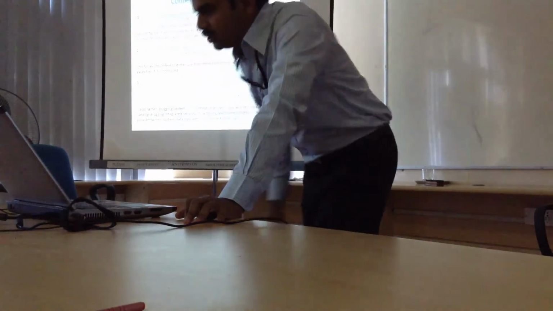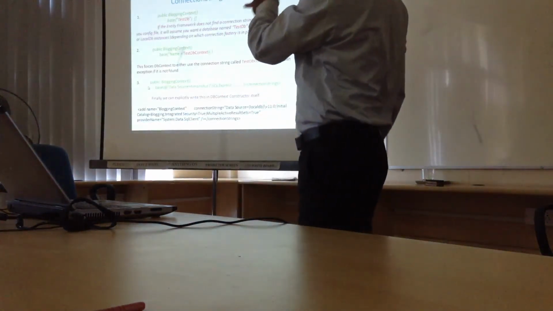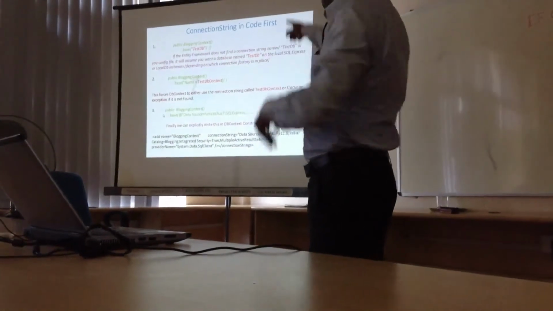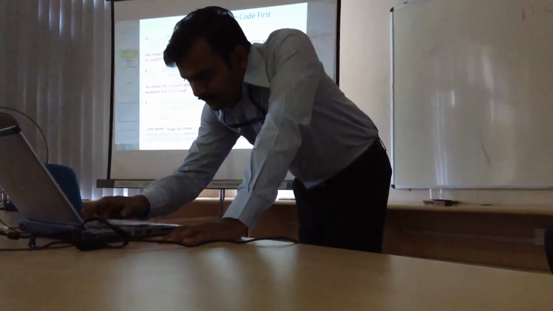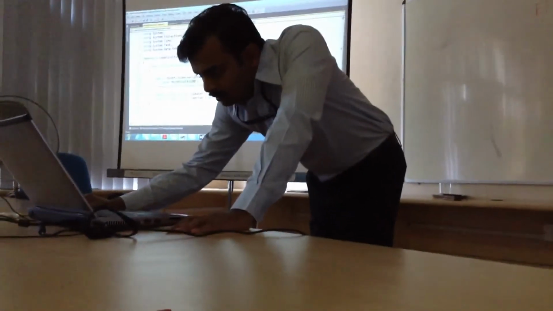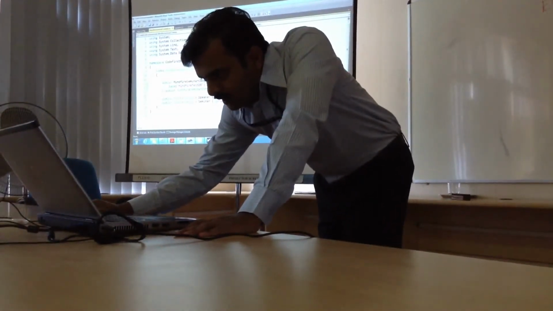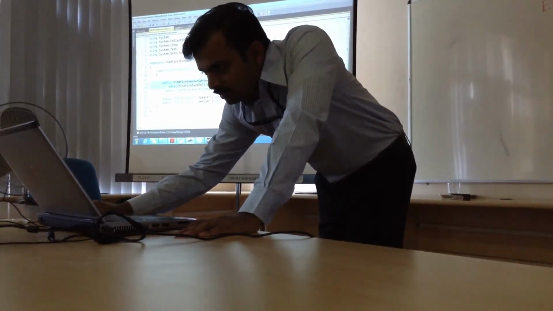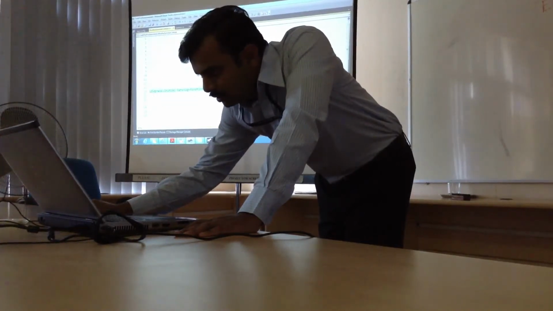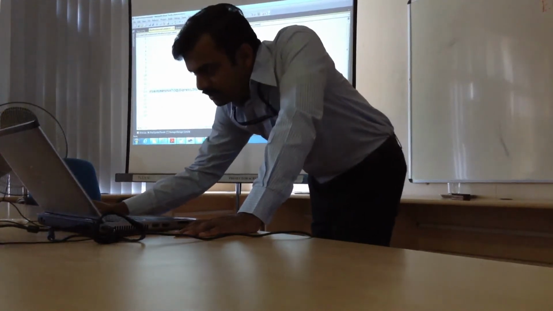If Entity Framework does not find SQL Express or LocalDB, then automatically it will go to local Express and these things. Those are other options we can use. We can directly write the connection strings here itself in the constructor. So I am going to change this.